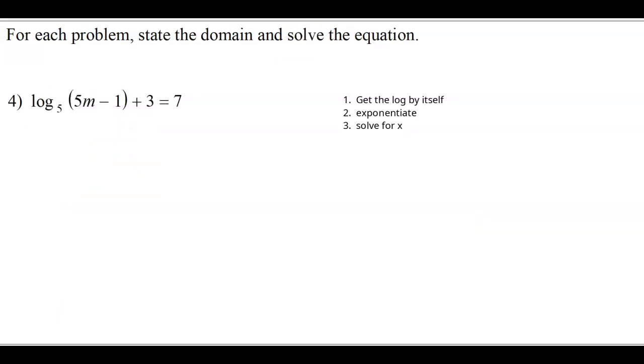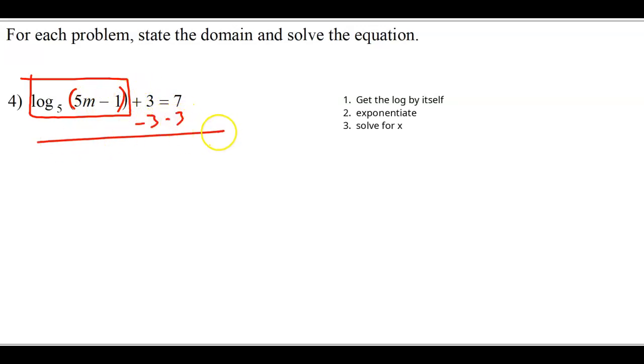Number 4. So, step 1, get the log by itself. This is my log. Notice that whenever they have parentheses around this stuff and next to the log, that means all of that is part of the log. It's part of the argument, is what it's called, of the log. So I only need to get rid of the 3 at first, so I'm going to begin by subtracting the 3.